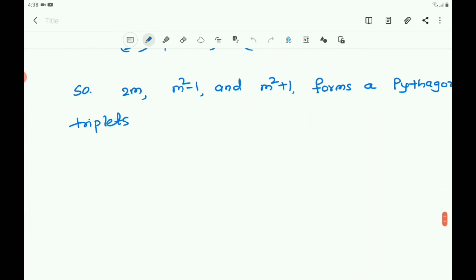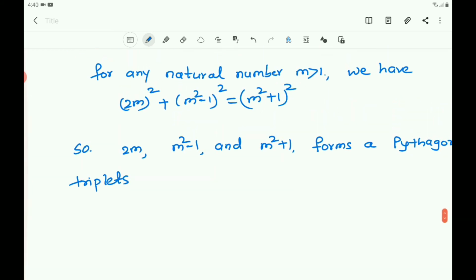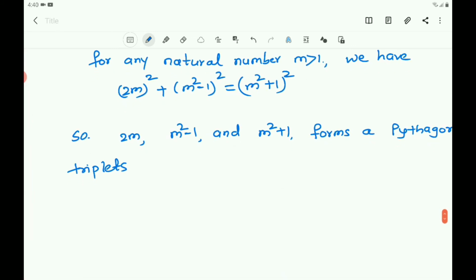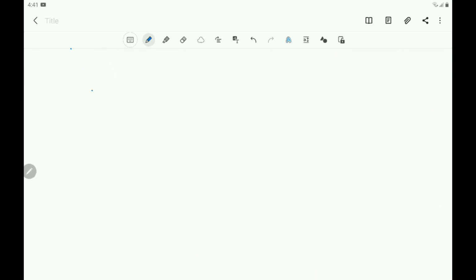Now let us take some examples here. To find the Pythagorean triplets, one number will be given. Here, out of 2m, m square minus 1 and m square plus 1, one number will be given. By using that number, we will get the remaining two numbers. For example, you take one example.